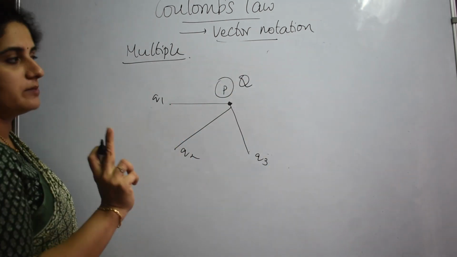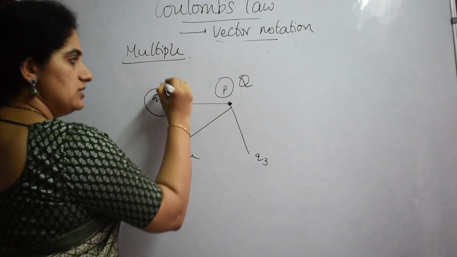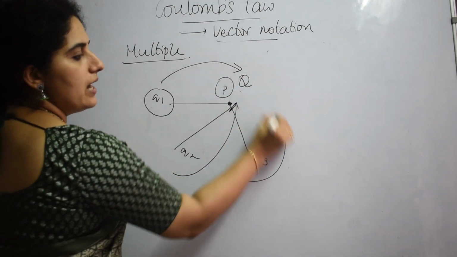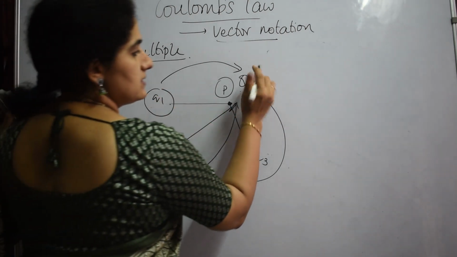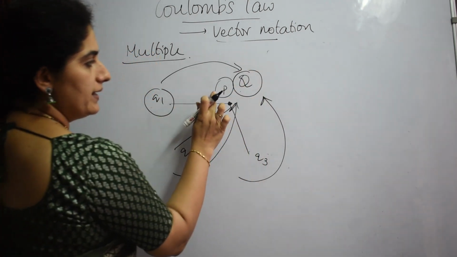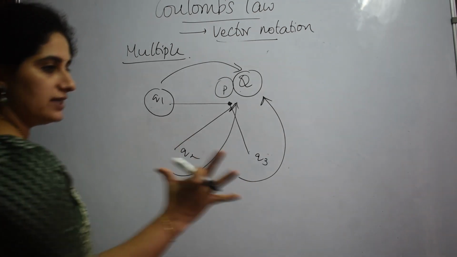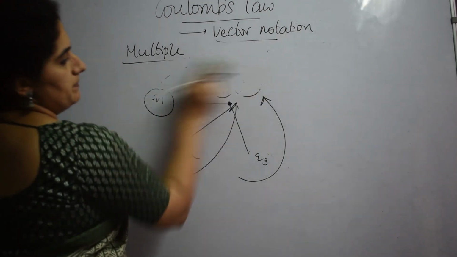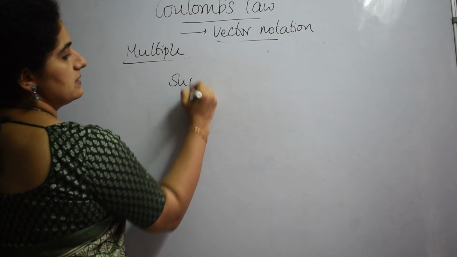So using the superposition principle, the force on this charge will be due to Q1, also due to Q2 and also due to Q3. So when you consider this charge Q at point P, you have to consider all the three charges according to the superposition principle. So now comes the concept of superposition principle.